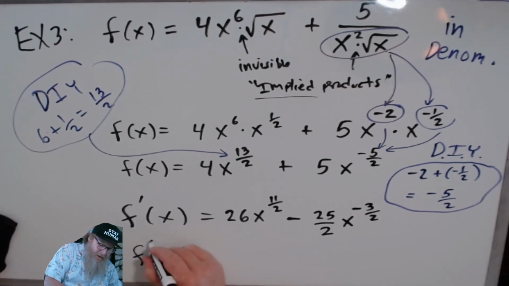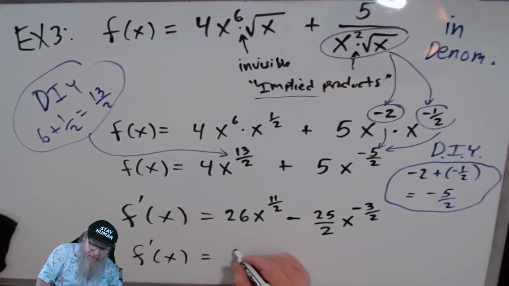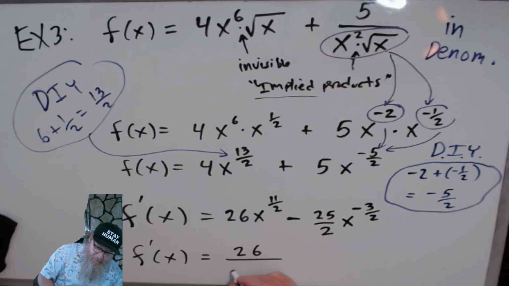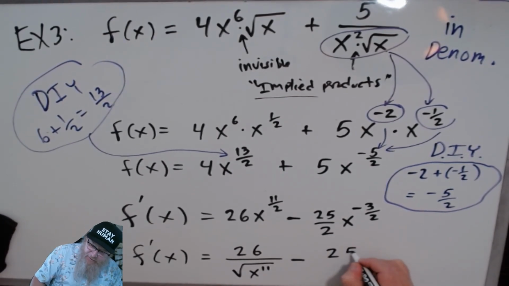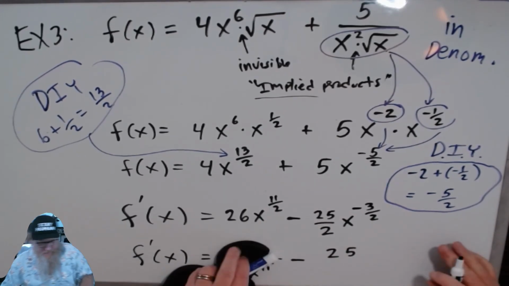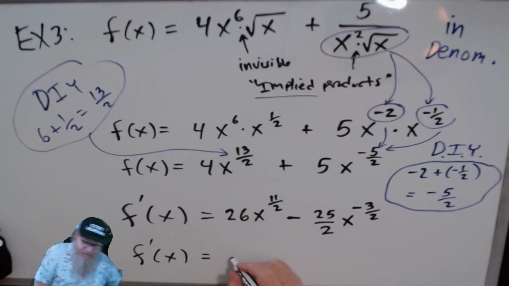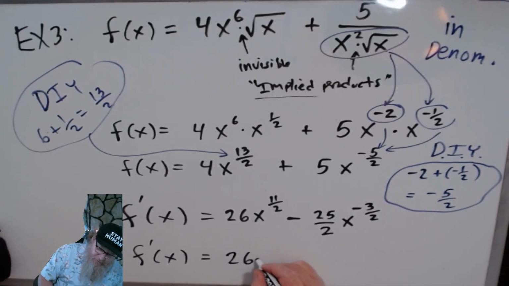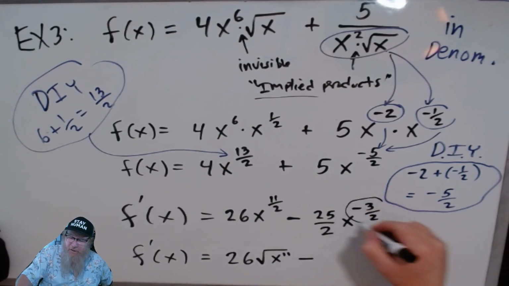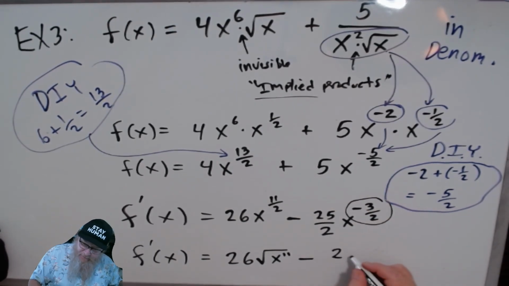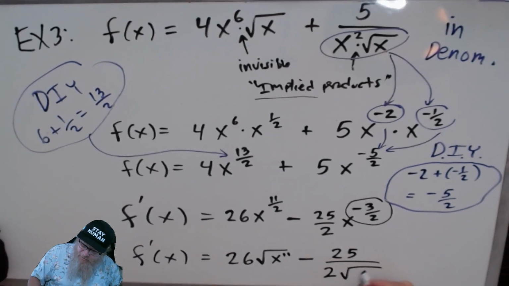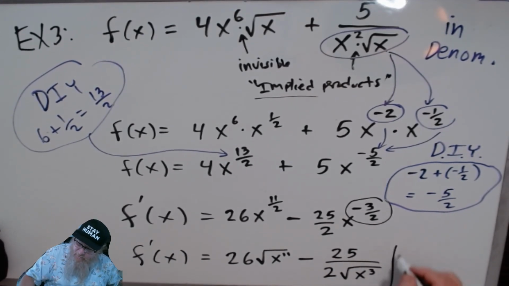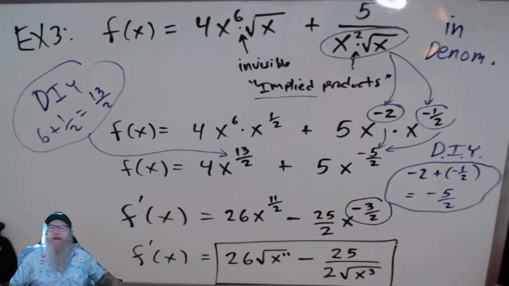And then to clean up our final answer, 26 over the square root of x to the 11th minus 25. Oh, sorry, I got too carried away. There's no fraction in the first one. The fraction only occurs with the negative power. 25 over 2 times the square root of x cubed. And that's your final answer.